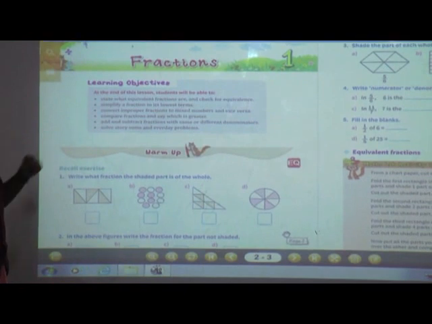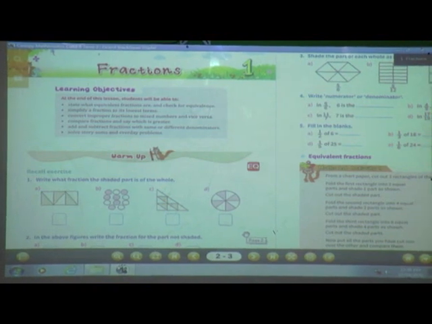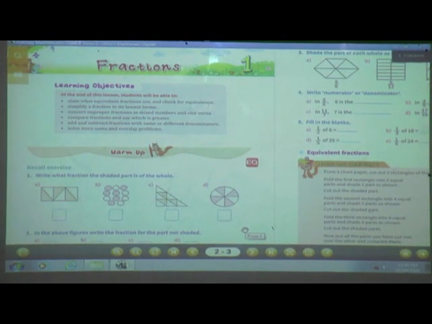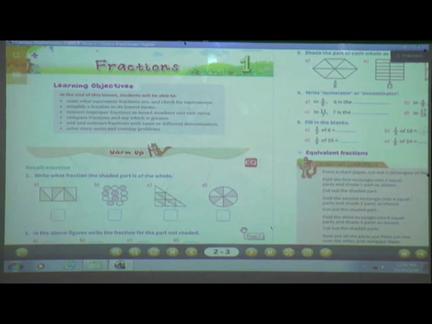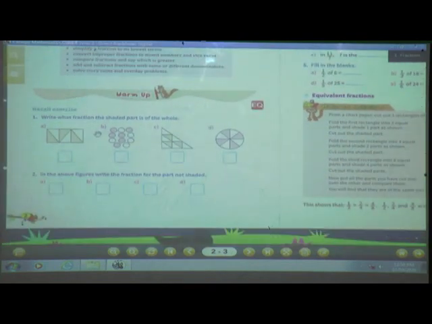So in this chapter, in the fractions, we are going to study at the end of the lesson: state what equivalent fractions are and check for equivalence, simplify a fraction to its lowest terms, convert improper fractions to mixed numbers and vice versa, compare fractions and say which is greater, add and subtract fractions with the same or different denominators, and solve story sums and everyday problems. Before that they have given a recall exercise. This all part we have studied in grade 3. Just for a revise, again we are going to do it.